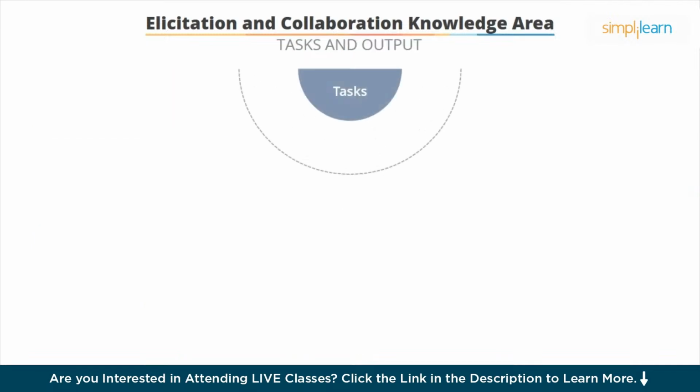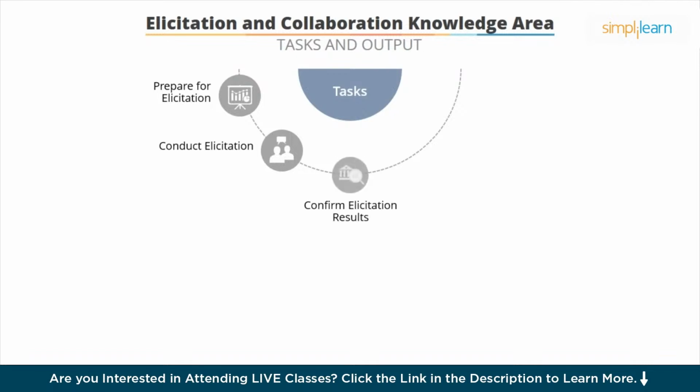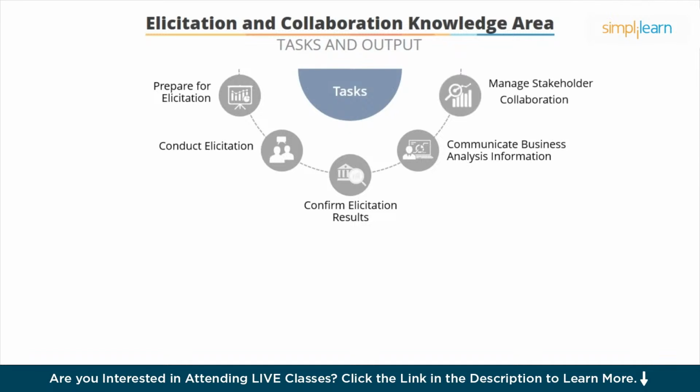5 tasks are performed in the elicitation and collaboration knowledge area. These are: prepare for elicitation, conduct elicitation, confirm elicitation results, communicate business analysis information, and manage stakeholder collaboration. While performing the first 3 tasks, you are also managing stakeholder collaboration as per the stakeholder engagement approach. The first 3 tasks of prepare, conduct, and confirm are sequential.